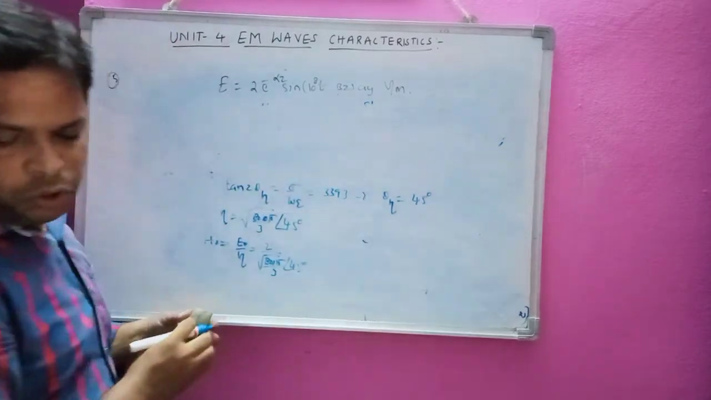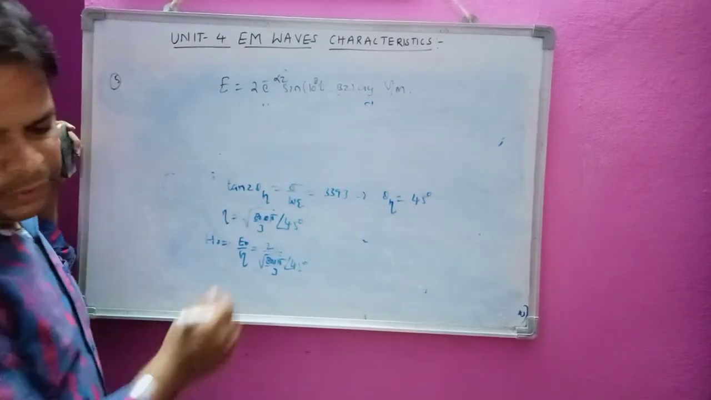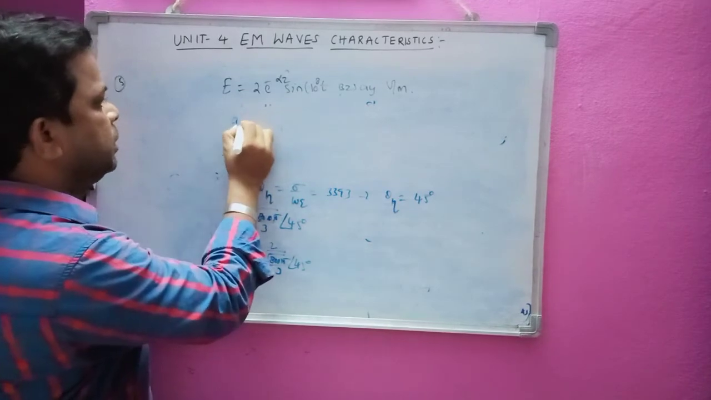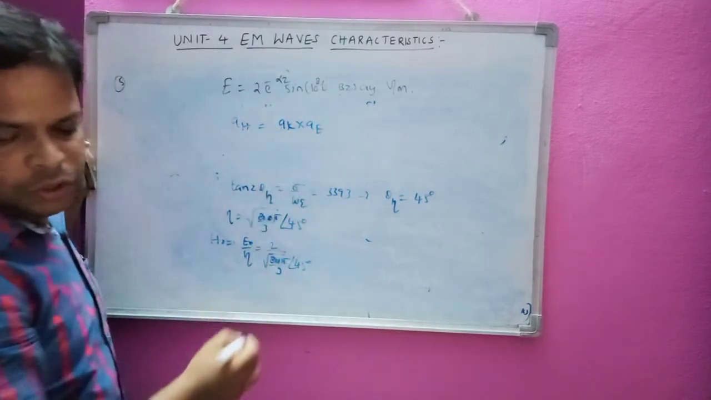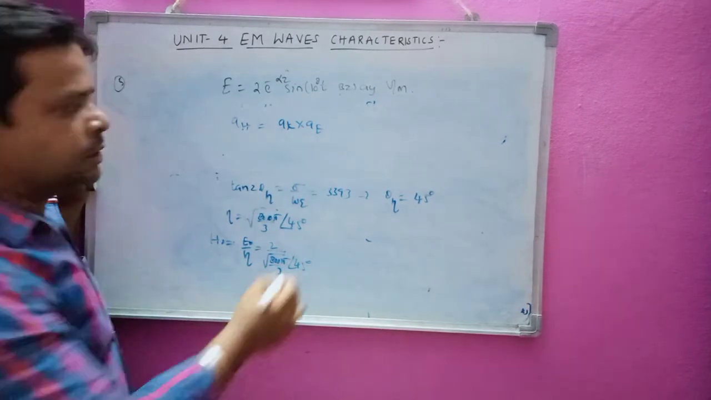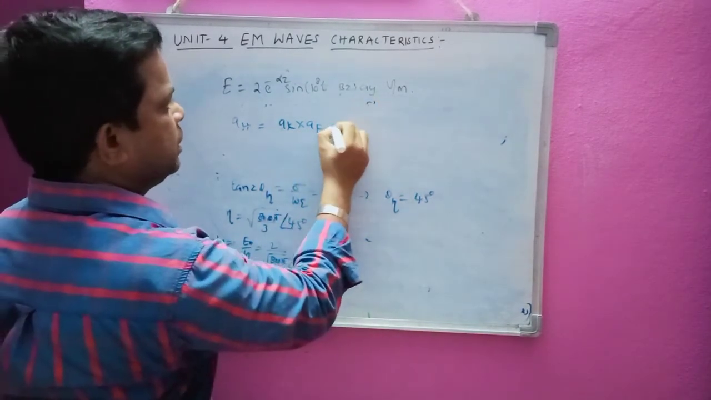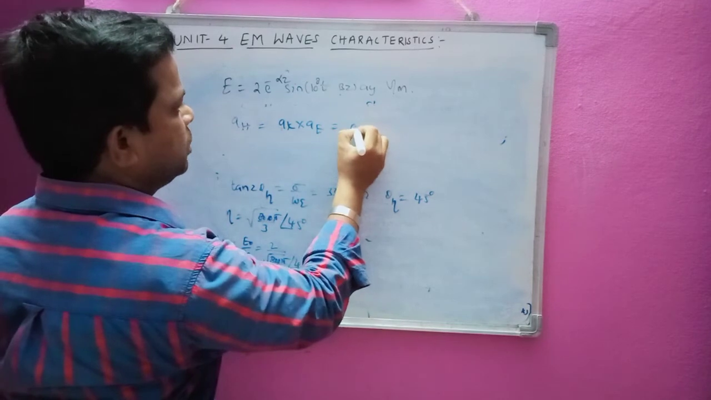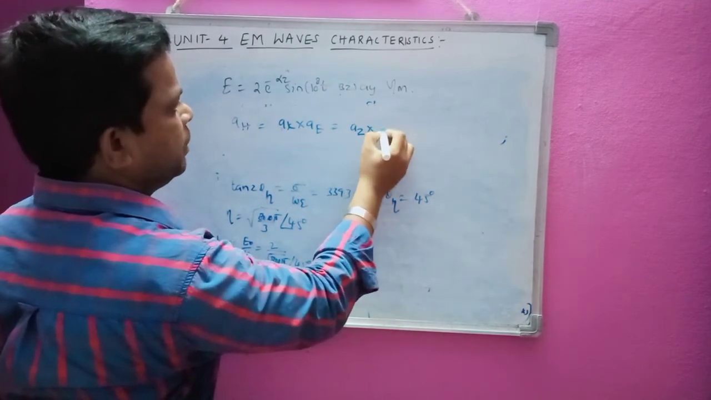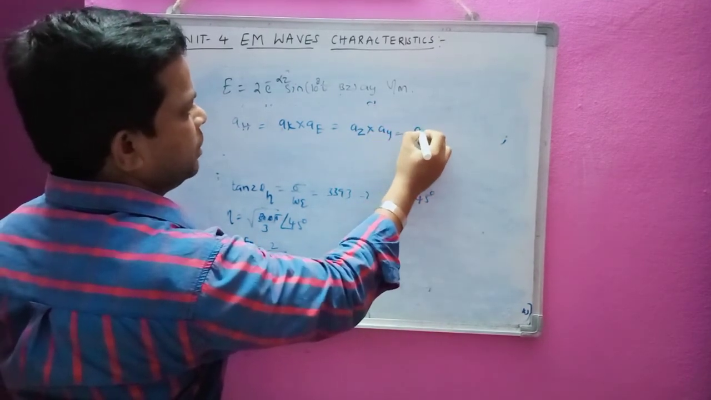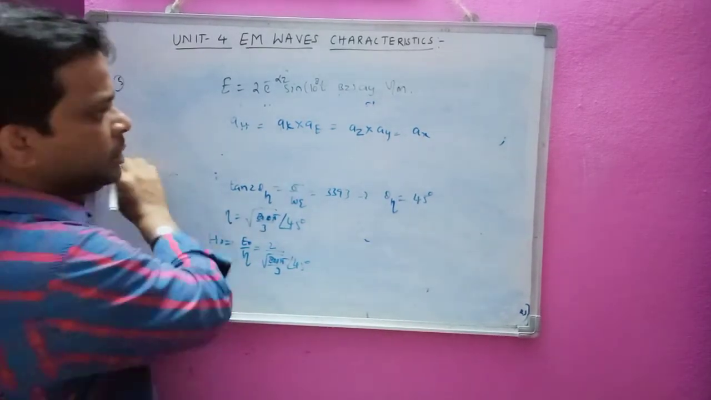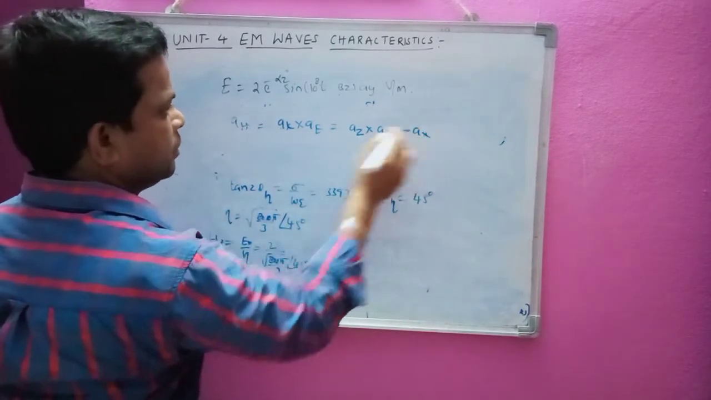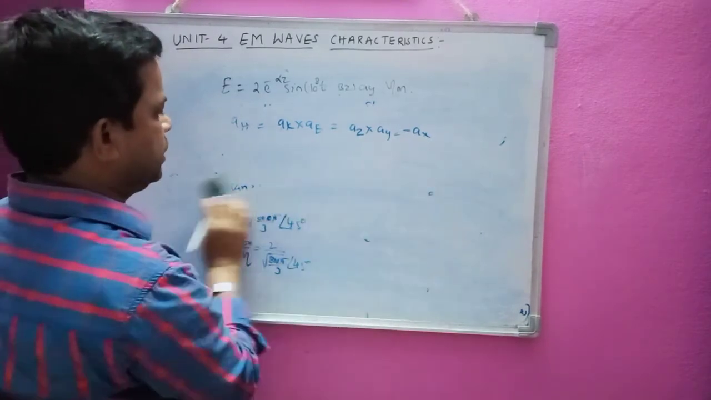That is, aH is equal to aK cross aE. aK is given as aZ here, that is the positive Z direction. aE is given as aY, so aZ cross aY is, I can write directly here, minus aX. Now finally I can write the answer for this one.